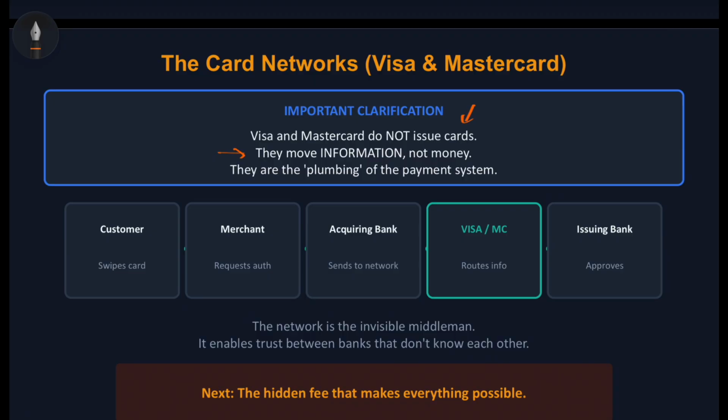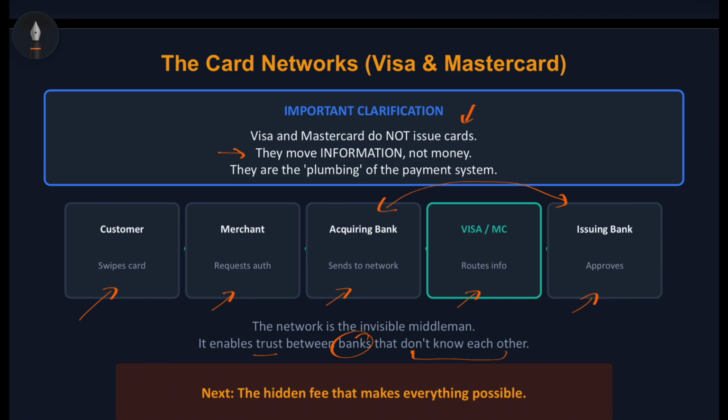What actually happens is, the customer swipes their card, the merchant requests authentication, the acquiring bank sends it to the network. What Visa and MasterCard do is they route the information, and the issuing bank ultimately approves the transaction, right? So the network is basically a middleman, and it helps in enabling the trust between the banks who don't know each other.